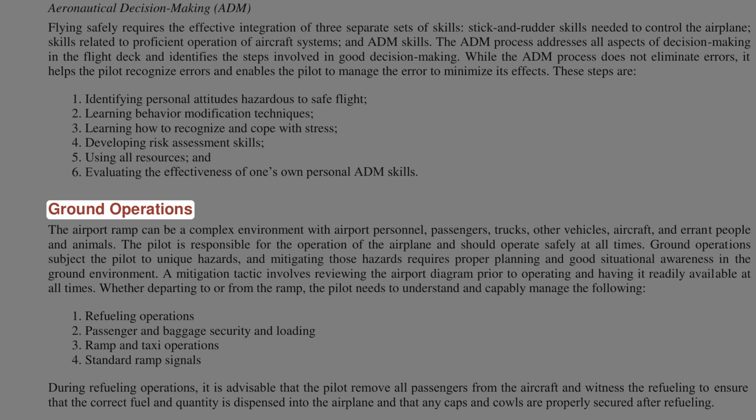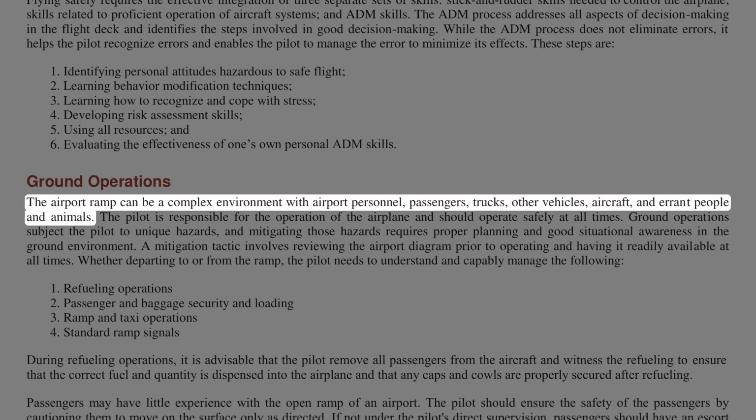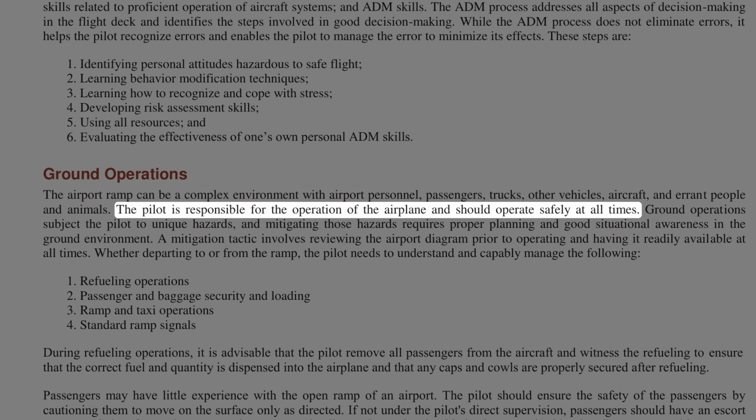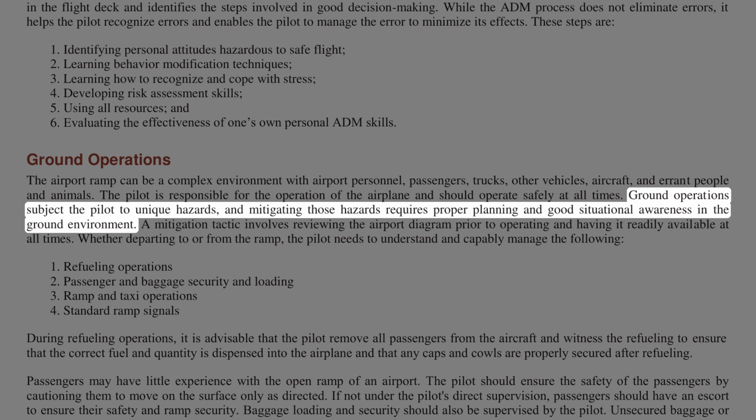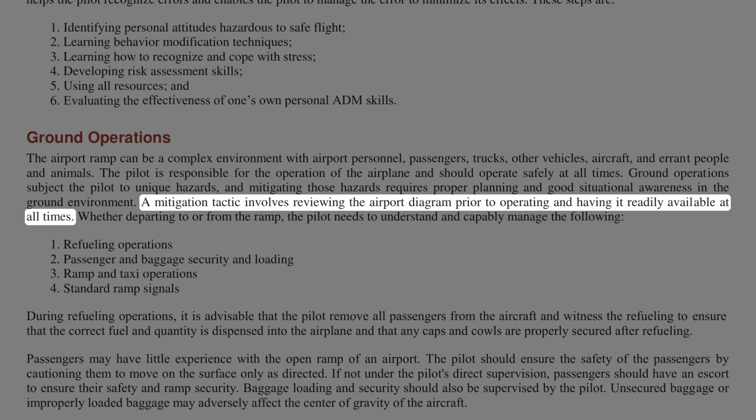Ground operations. The airport ramp can be a complex environment with airport personnel, passengers, trucks, other vehicles, aircraft, and errant people and animals. The pilot is responsible for the operation of the airplane and should operate safely at all times. Ground operations subject the pilot to unique hazards, and mitigating those hazards requires proper planning and good situational awareness in the ground environment. A mitigation tactic involves reviewing the airport diagram prior to operating and having it readily available at all times.